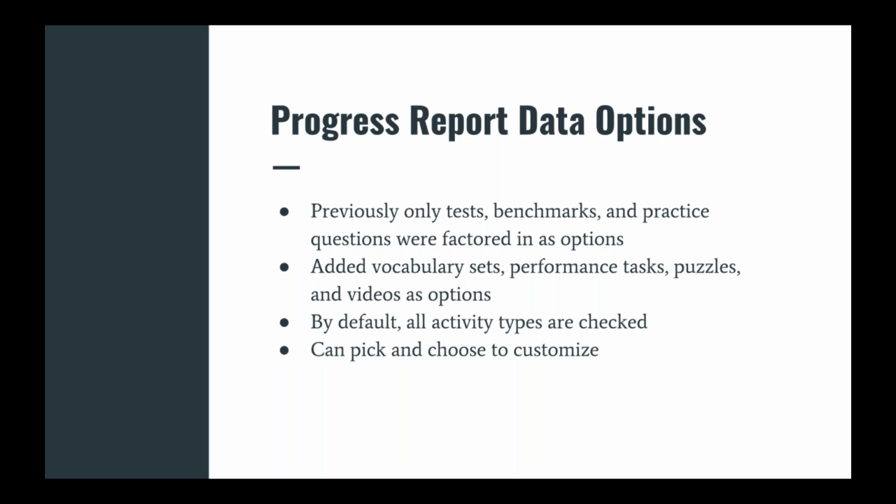And previously, we only based that data on tests, benchmarks, and practice questions. But we kept getting a lot of requests for all the other different types of activities that can be assigned, which is obviously very understandable. So we added them, where now vocabulary sets are factored in, and performance tasks, puzzles, and videos are all factored in by default. So when you go to your class progress report, all those different types of activities will be checked by default, but you can always pick and choose exactly what you'd like to see.